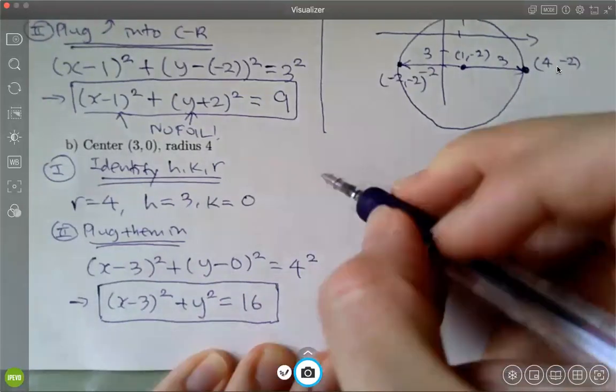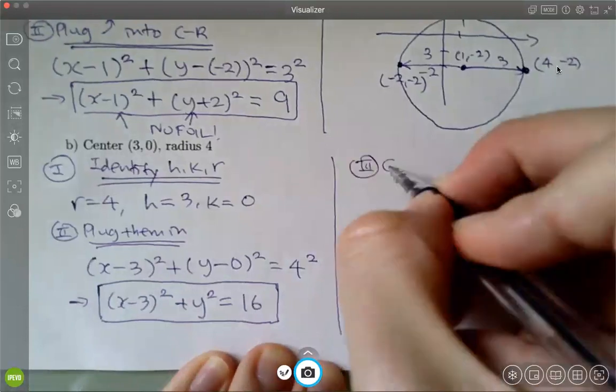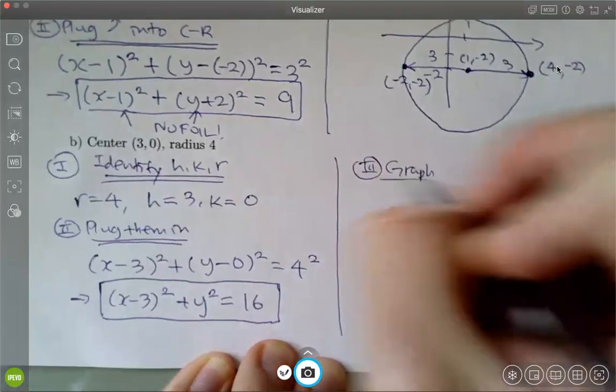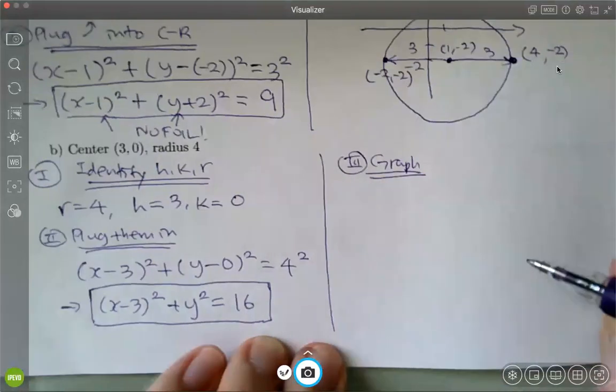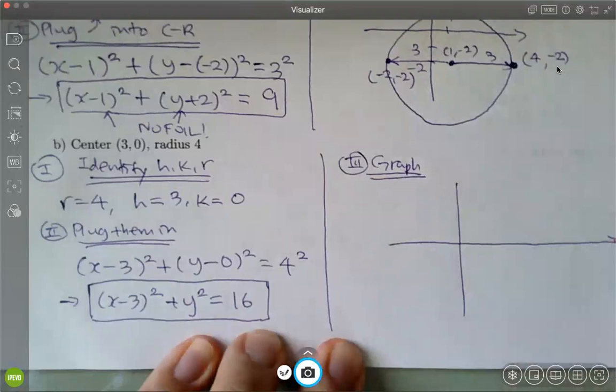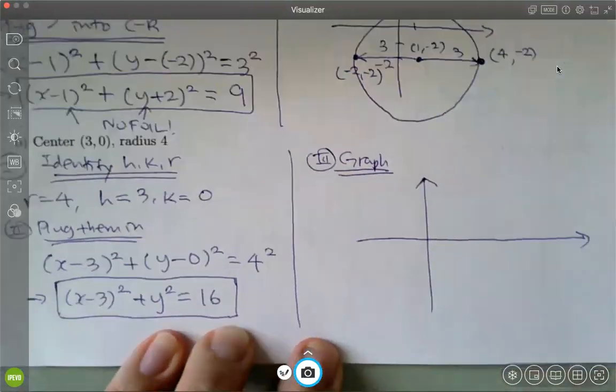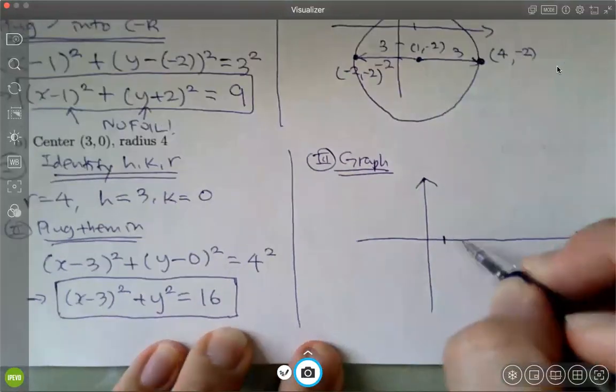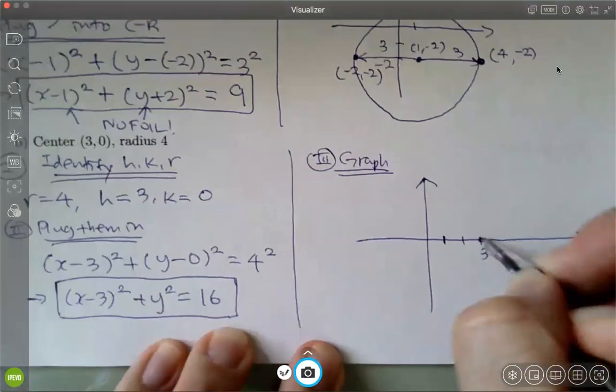So now let's sketch the graph. The center is at (3, 0). So what does that mean? It will be on the x-axis right here.